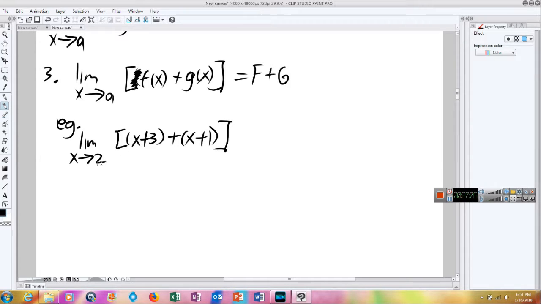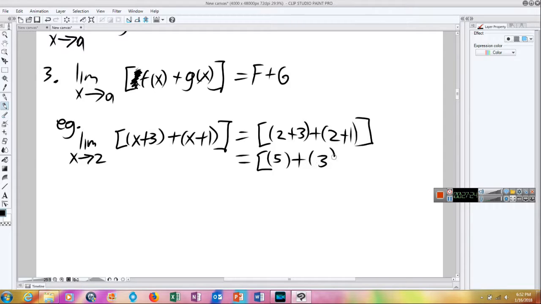And as usual, we have to put the 2 from this limit where x is. So we can say, open bracket again, 2 plus 3 plus 2 plus 1. And that's equal to, so 2 plus 3 is equal to 5, plus 2 plus 1 is 3. So now we say 5 plus 3 is equal to 8.